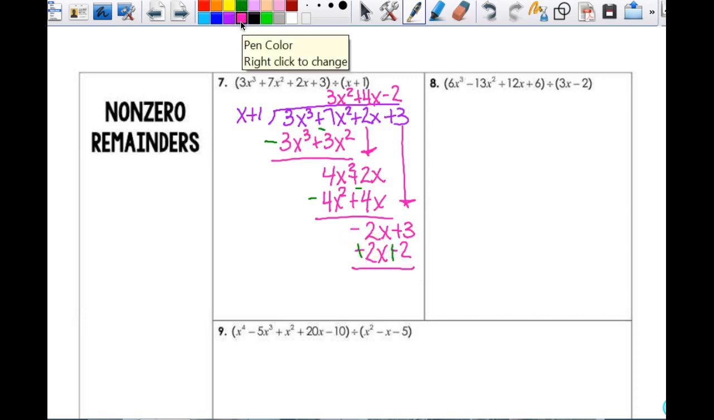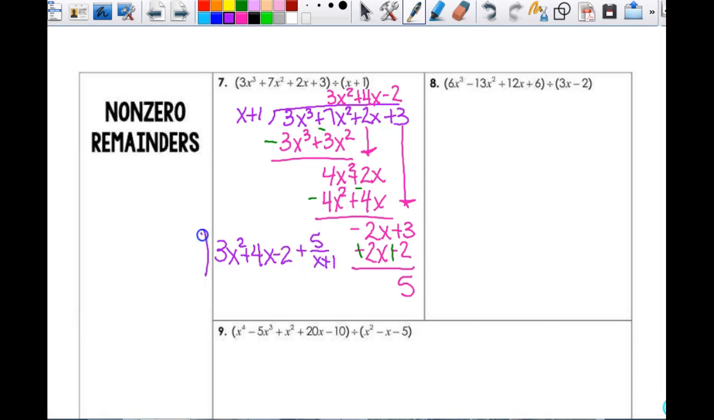Does this zero out? Nope, I get 5. Right? Which doesn't necessarily mean I did anything wrong. Doesn't mean I did everything right either, but doesn't necessarily mean I'm wrong. So my answer is 3x squared plus 4x minus 2, then what? Plus 5 over x plus 1. That is my answer. Okay, everybody good? Any questions at all? All right, you do number 8.